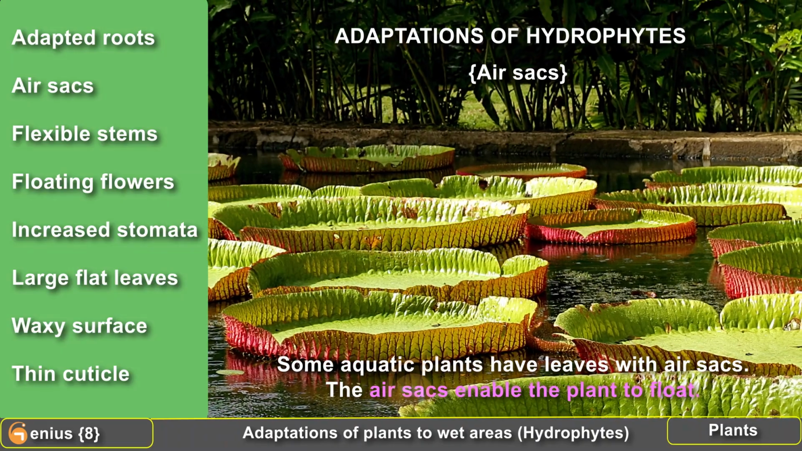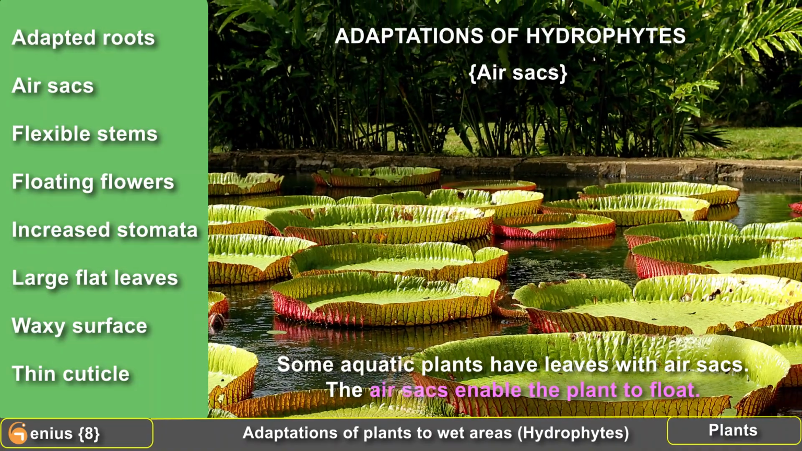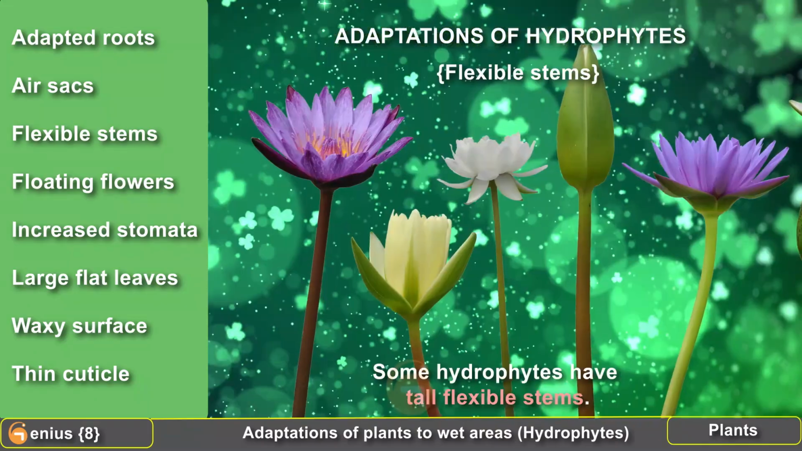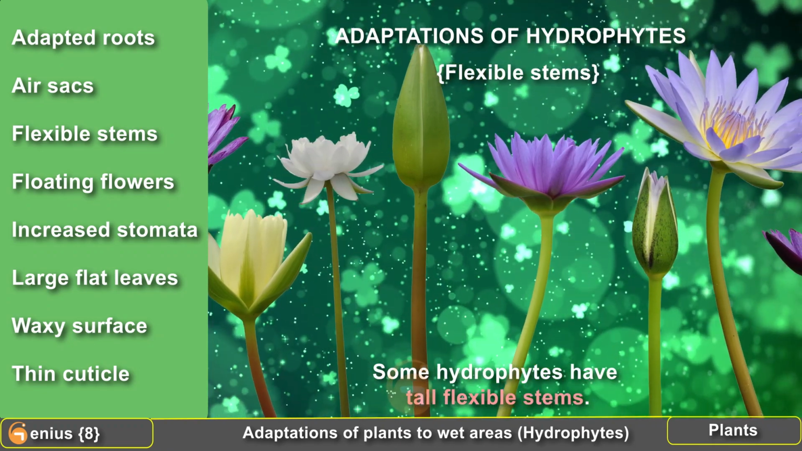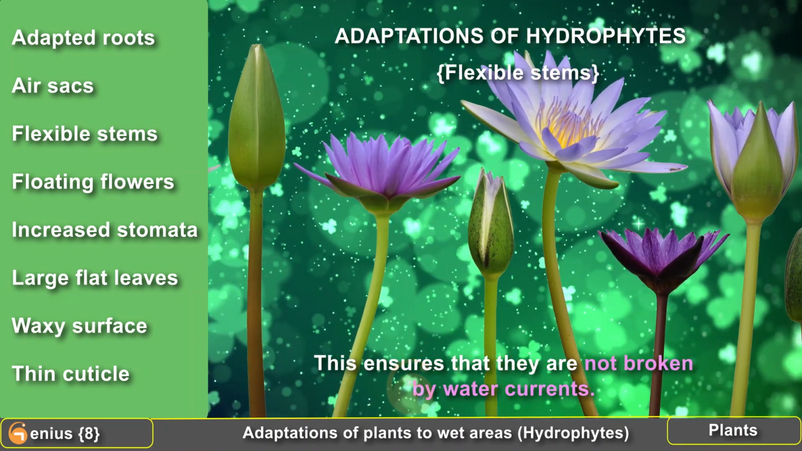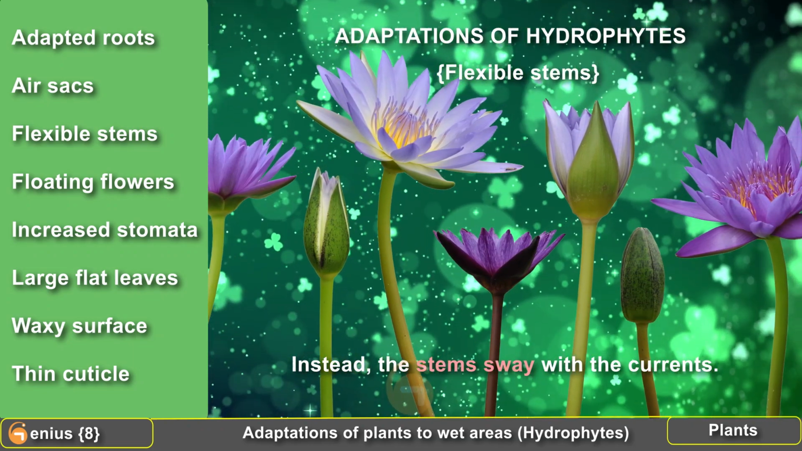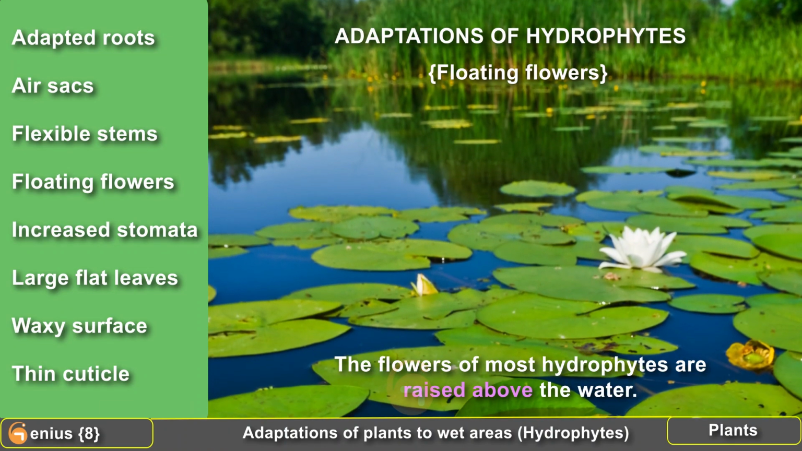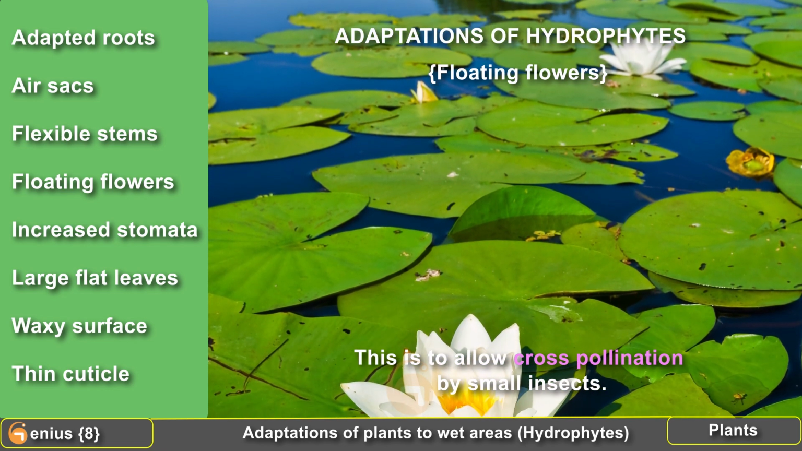Air sacs. Some aquatic plants have leaves with air sacs. The air sacs enable the plant to float. Flexible stems. Some hydrophytes have tall flexible stems. This ensures that they are not broken by water currents. Instead, the stems sway with the currents. Floating flowers. The flowers of most hydrophytes are raised above the water. This is to allow cross-pollination by small insects.